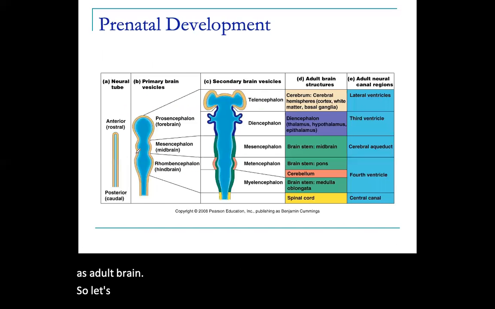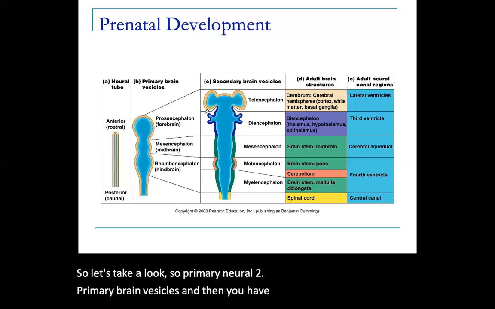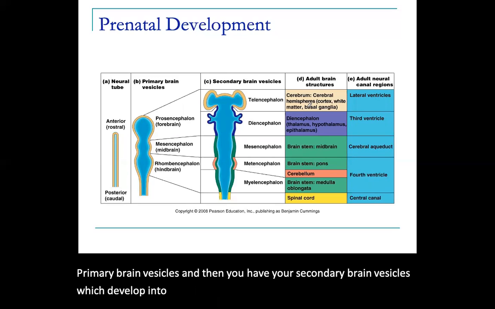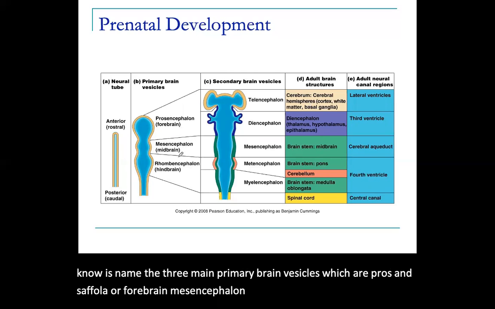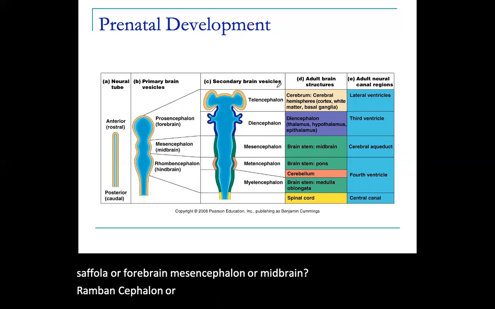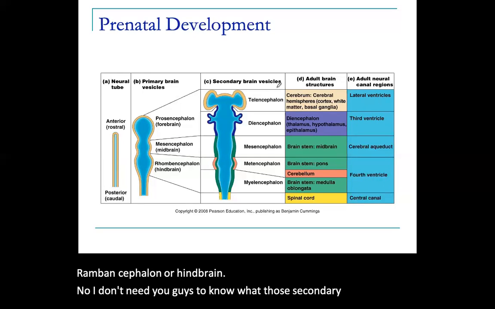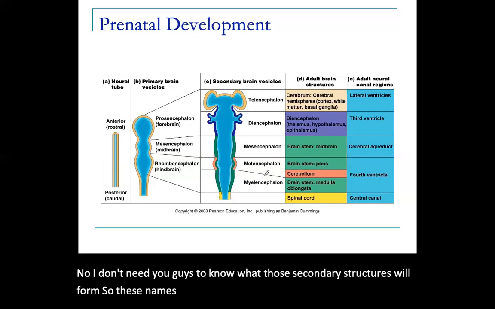So let's take a look. So neural tube, primary brain vesicles, and then you have your secondary brain vesicles, which develop into the adult brain. Now, what I do want you guys to know is to name the 3 main primary brain vesicles, which are prosencephalon, or forebrain, mesencephalon, or midbrain, rhombencephalon, or hindbrain. Now, I don't need you guys to know what those secondary structures will form. So these names are not necessarily what I'm looking for.